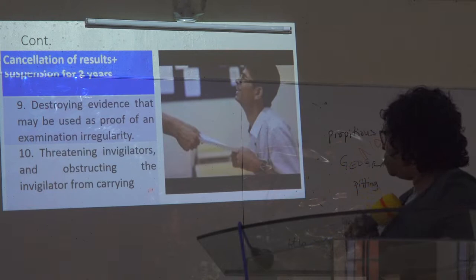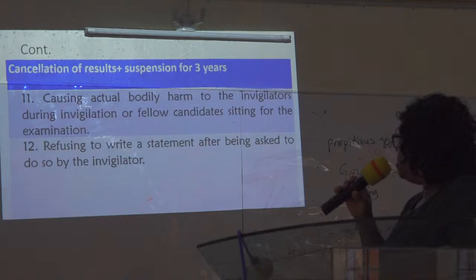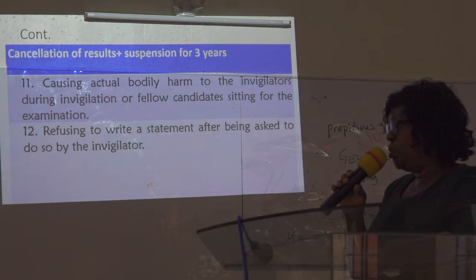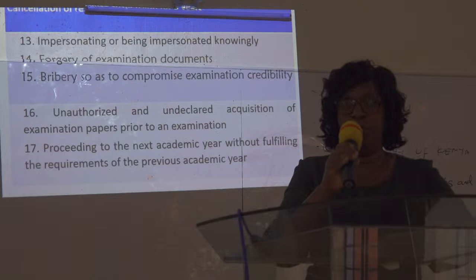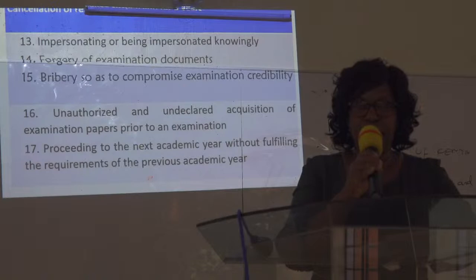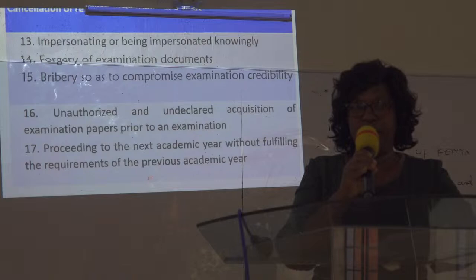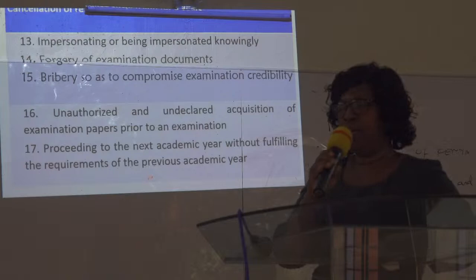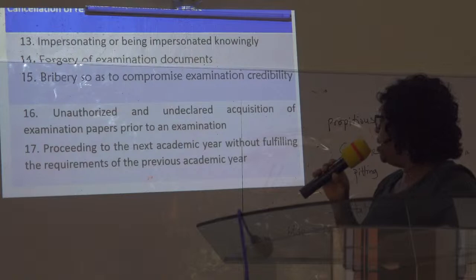Then other offenders are causing bodily harm to invigilators, and refusing to write a statement when you are caught, because there are those of us who have also been refusing to write a statement. When you are caught cheating in exams, the expectation is you write a statement. So again, in our revised policy, it is enshrined that if you refuse, you are guilty, we send you away for 3 years. Impersonating or being impersonated knowingly will send you home.